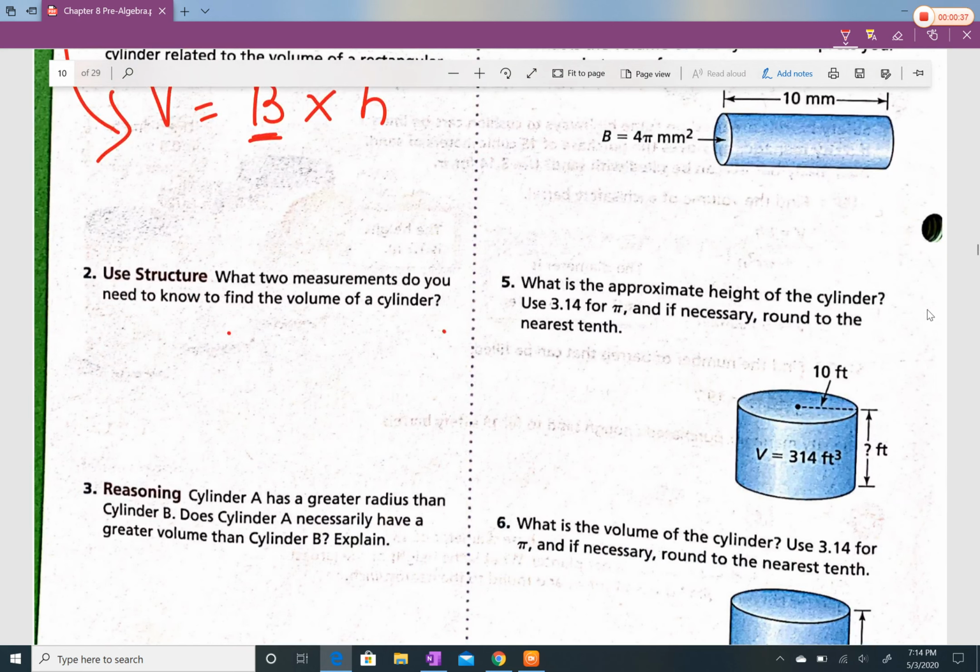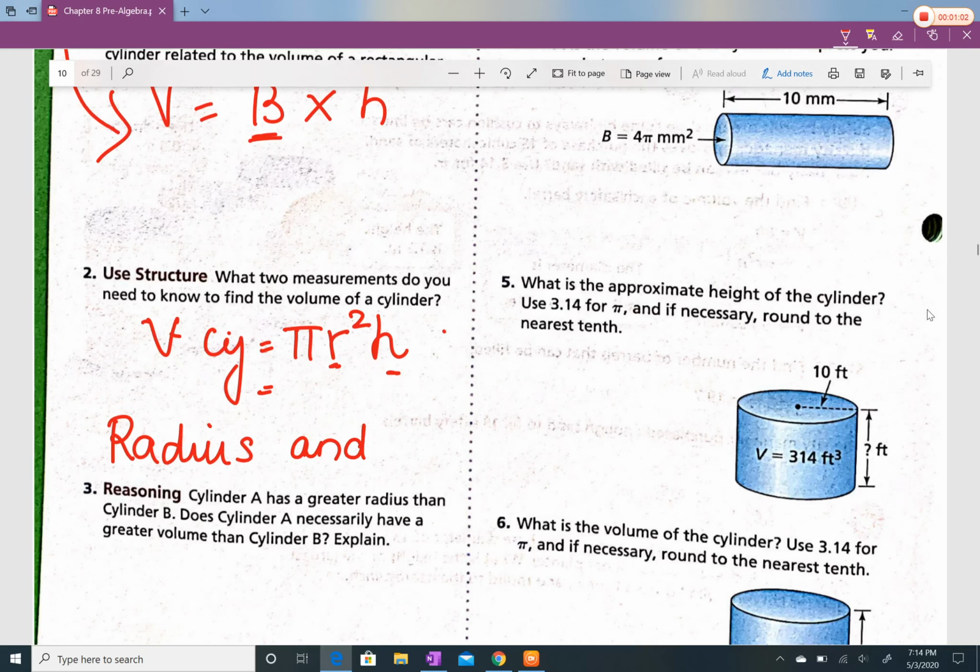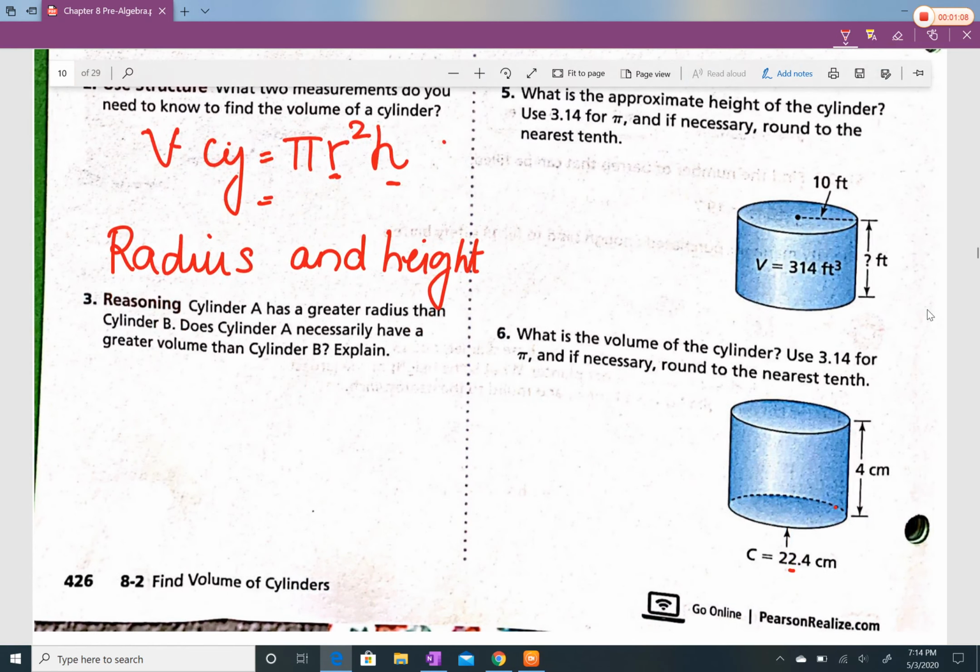Okay, what are the two measures? What two measurements do you need to know to find the volume of a cylinder? So if I'm doing the volume of a cylinder, I need to know pi r square h. So pi I already know, but what do you need? R and h. So radius and height. If pi is not given, I know 3.14, or I can use the pi sign on the calculator.